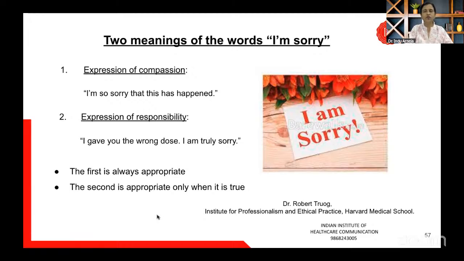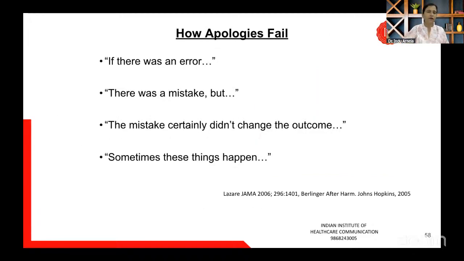So there are two meanings of apology. I think we have discussed this earlier, but I will quickly go through it. The first is the expression of compassion. For example, if something happened to the patient but it didn't harm them, it is definitely an expression of compassion. But if something has happened and it harmed the patient, then of course it will be taking responsibility. A lot of studies have shown that legal responsibility will take a longer time to prove. But definitely, momentarily in that situation, it helps to calm them down.